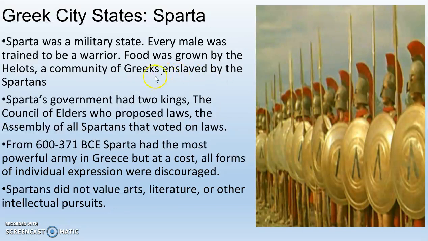Sparta's government is kind of weird. They actually have two kings in addition to a council of elders. And then they have an assembly of all Spartans that vote on law, so they've kind of got direct democracy going on. They've kind of got a monarchy going on. It's a little weird.